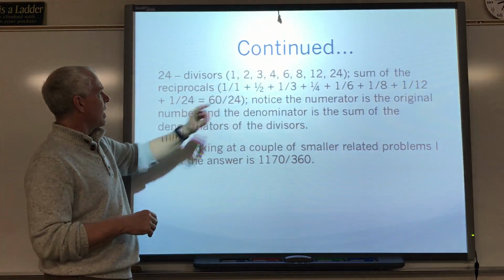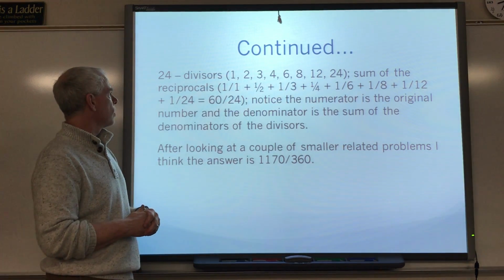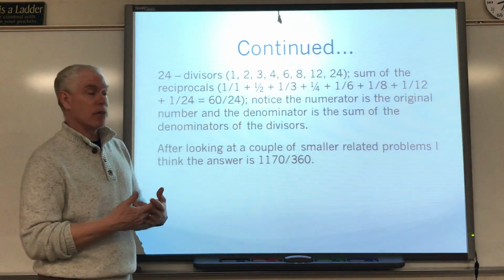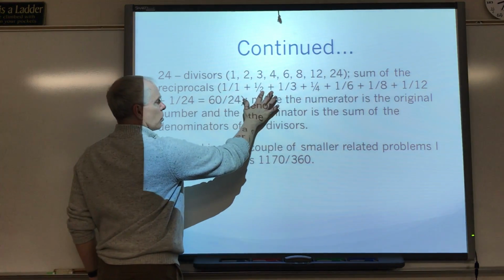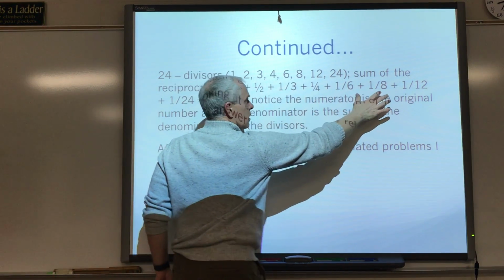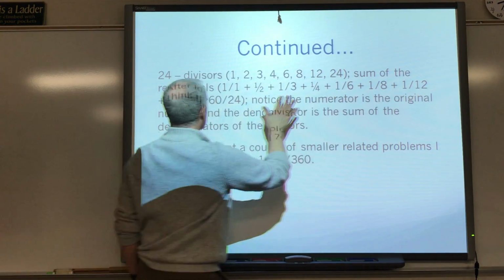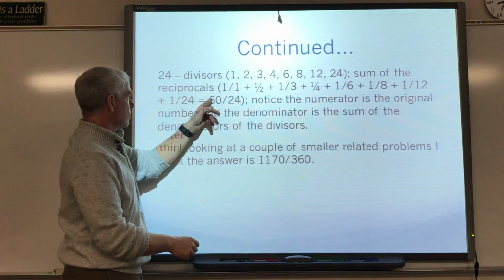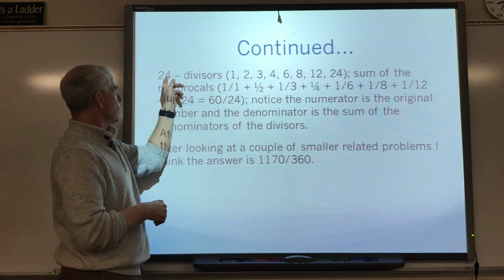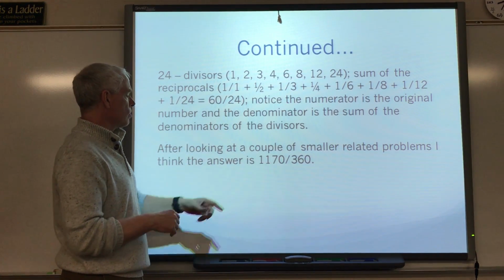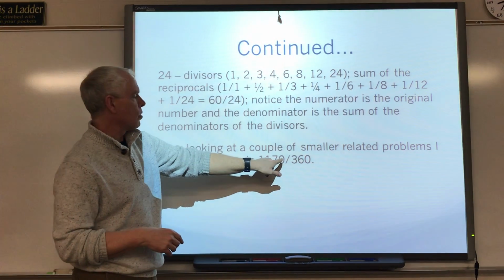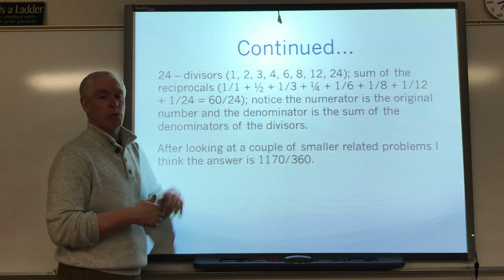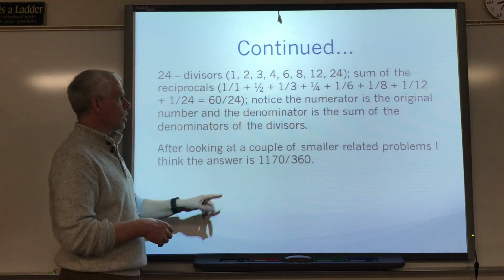Here's all the reciprocals, and they add up to 60 over 24. Again, our number is the denominator. Let's make sure that 60 is the sum of the denominators here. 1 plus 2, so 3, 6, 10, 16, 24, 36, 60. So if I add up the divisors, that's going to be the numerator of my answer, and the original number is going to be the denominator. So the sum of the reciprocals is 1170 over 360. I didn't have to do anything really with this. I could look at some smaller related problems to get to where I need to go.